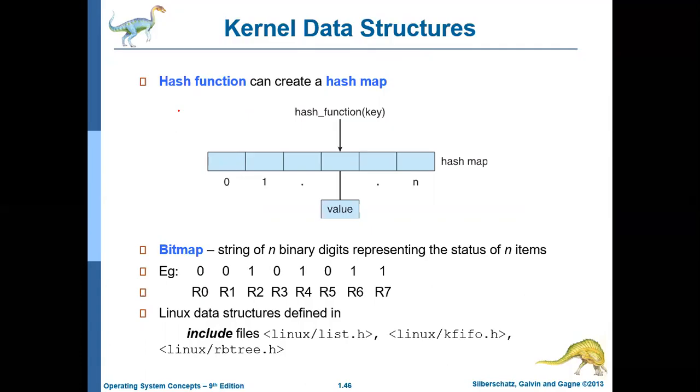So let us try to understand what a hash function is. A hash function is a function. It takes some value as the input and it provides some integer output. And this integer output refers to which location it has to access.